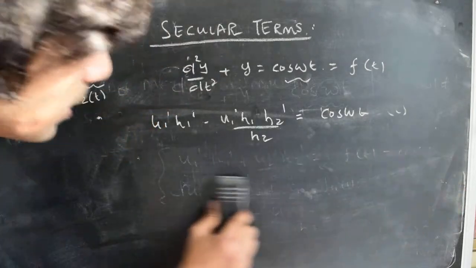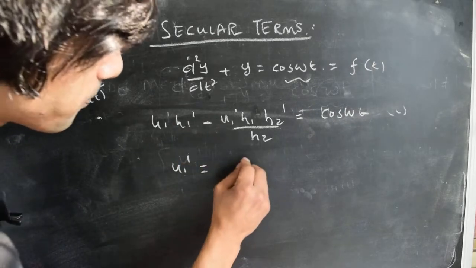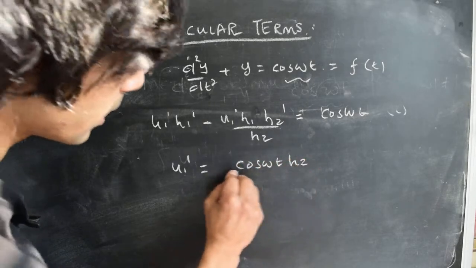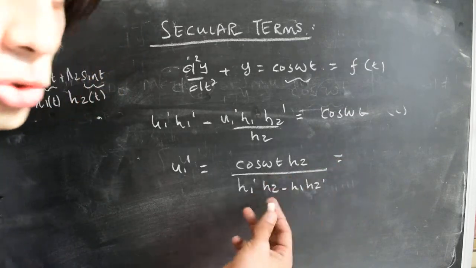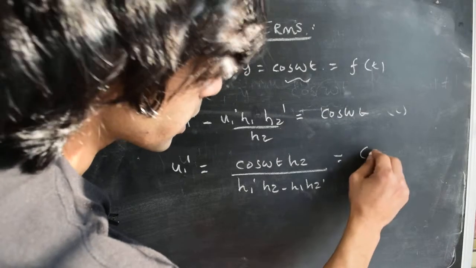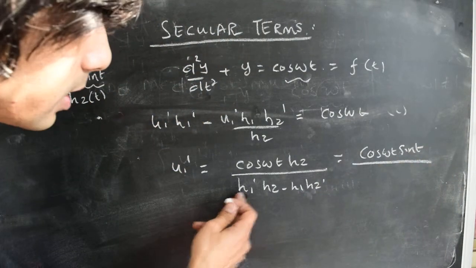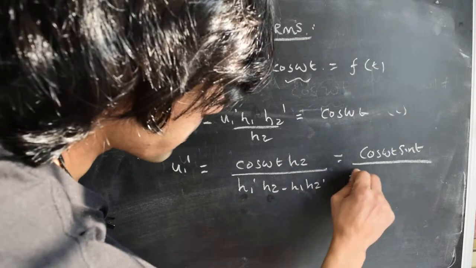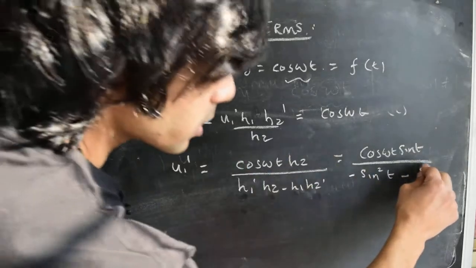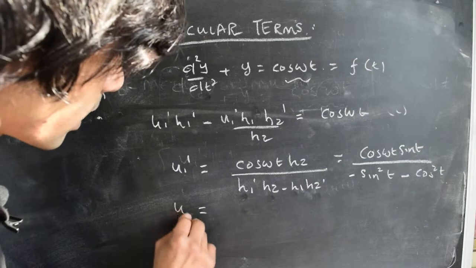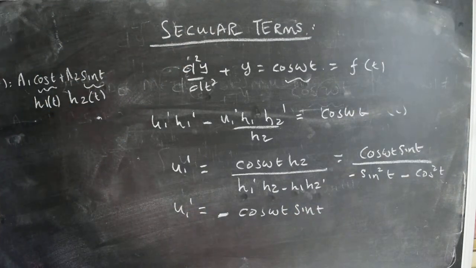From this equation, we can solve for u1 prime, and in particular, u1 prime is equal to cosine omega t times h2 divided by h1 prime h2 minus h1 h2 prime. If we put in h1 and h2, h1 is cosine t and h2 is sine t. So this is cosine omega t sine of t divided by h1 prime, which is minus sine t, times h2, which is sine t, so minus sine square t, minus h1, which is cosine t, times h2 prime, which is the derivative of sine, cosine, so cosine square t. And so what we find is that u1 prime is actually minus cosine omega t sine of t. Now we need to integrate this to find out what u1 is.